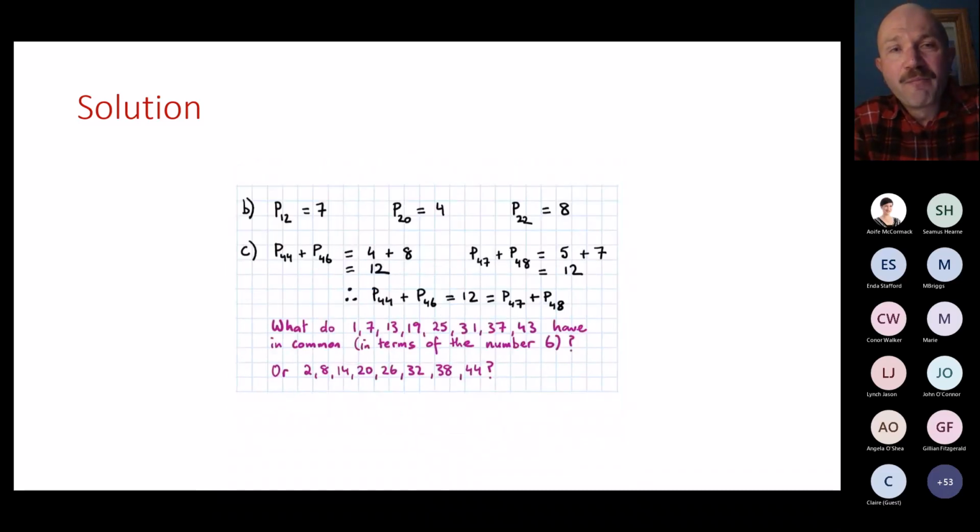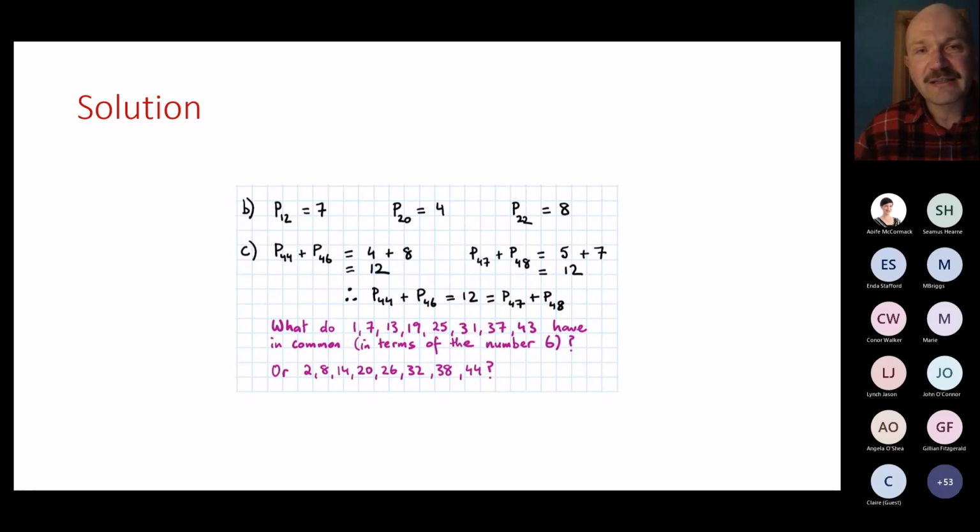that might even lead them to an even more efficient approach, as we'll see in a minute. So, for example, a teacher might ask a student here, well, what do the numbers 1 or 7 or 13, 19, 25, 31, 37, 43 have in common in terms of the number 6?